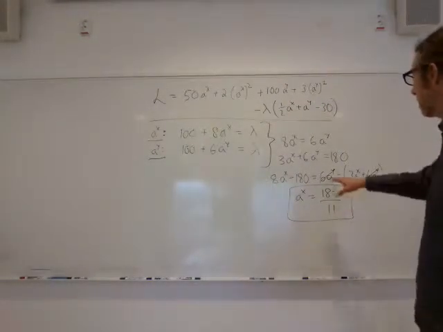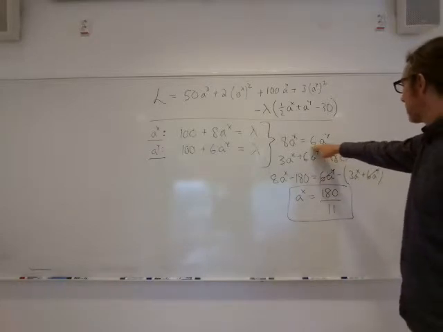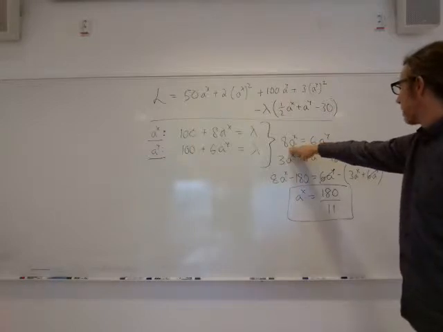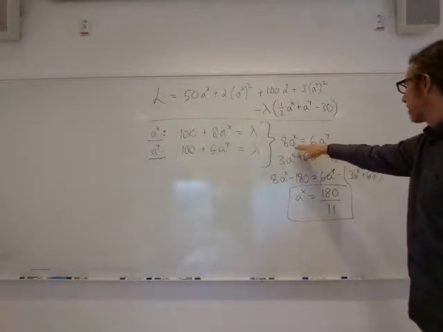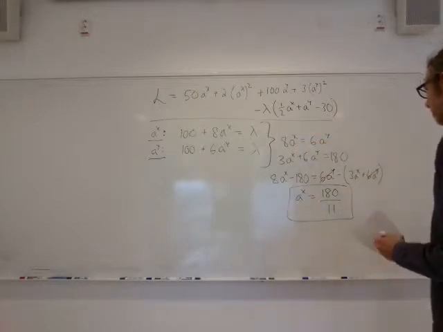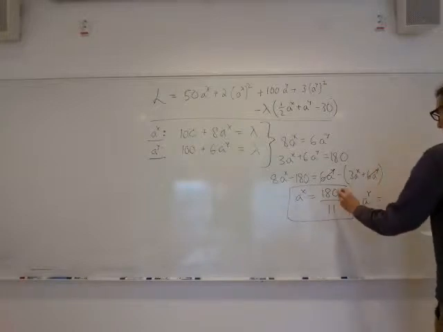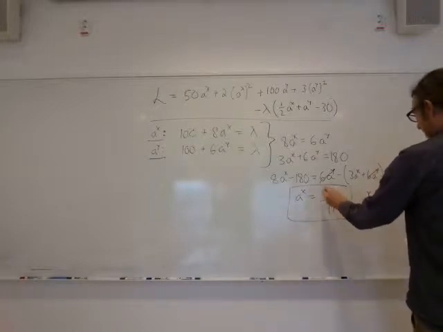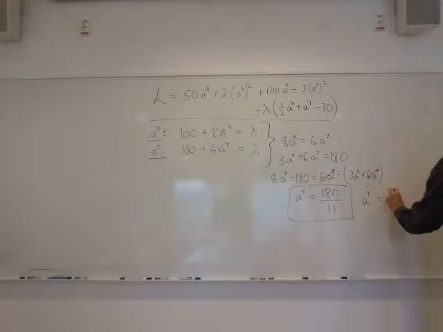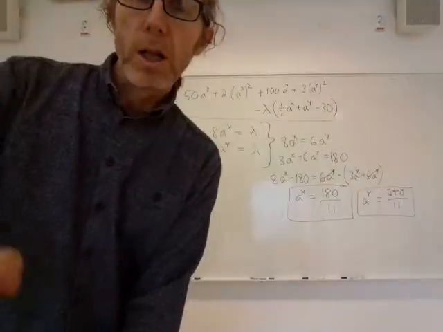And AY is 8 divided by 6 times AX. So that's 4 divided by 3 times AX. So AY, divide this by 3, you get 60 times 4 is 240. So that's 240 over 11. It's AY. And I'm going to pause again. Okay.